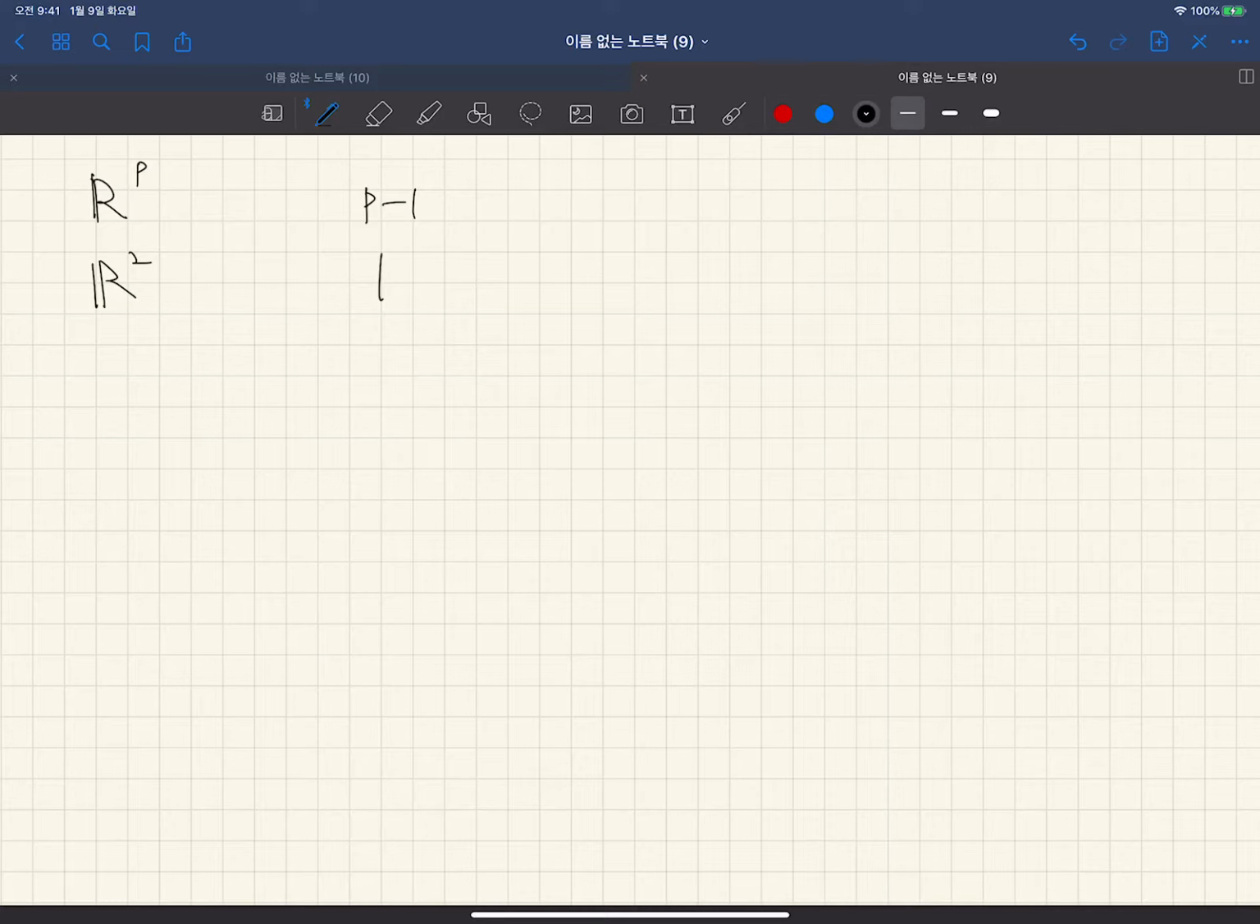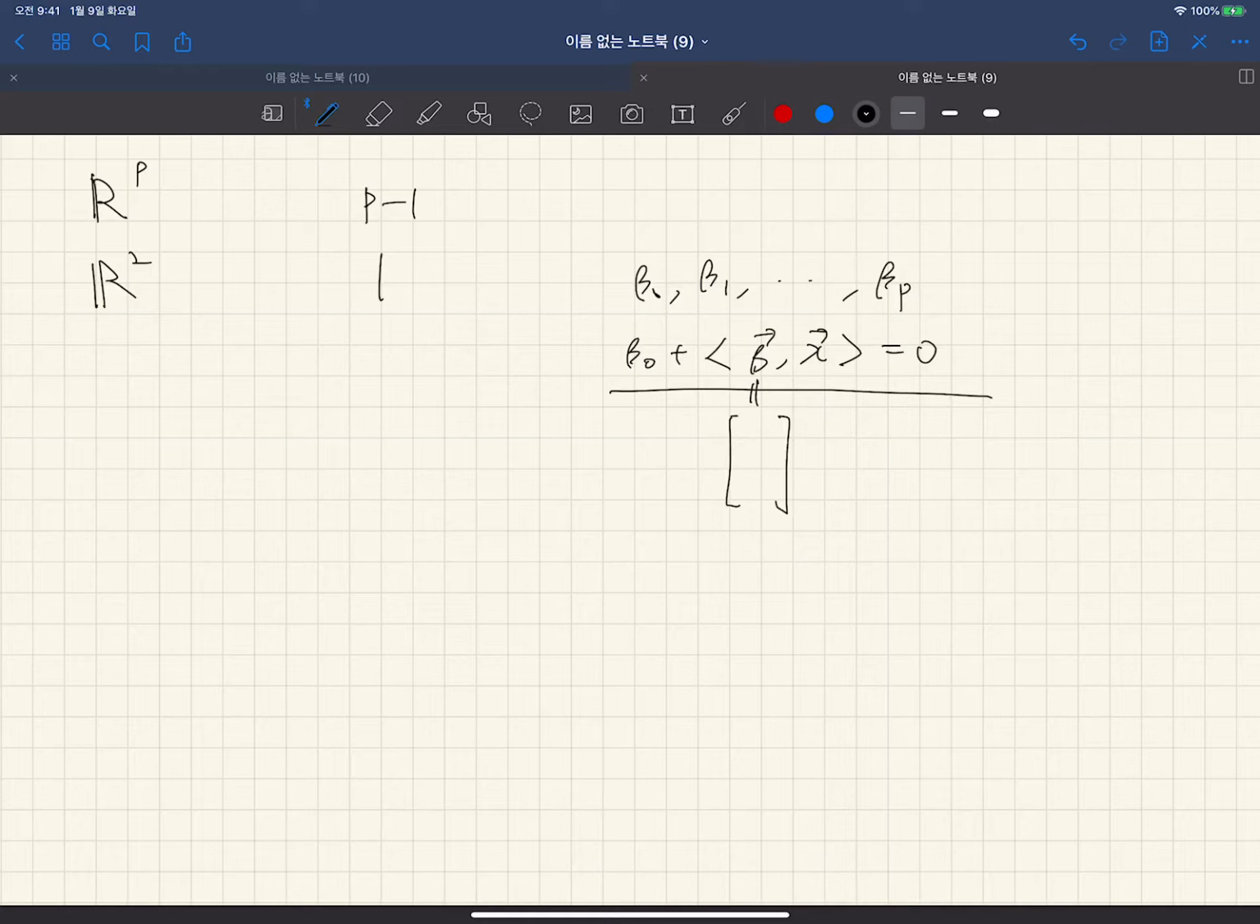And the hyperplane is usually defined with parameters beta 0 and beta 1 up to beta p, and the equation beta 0 plus the inner product between the beta vector and the x point equals 0. All x values that satisfy this equation constitute the hyperplane. And here the beta vector, of course, consists of p parameters, beta 1 to beta p, and the x vector as well.